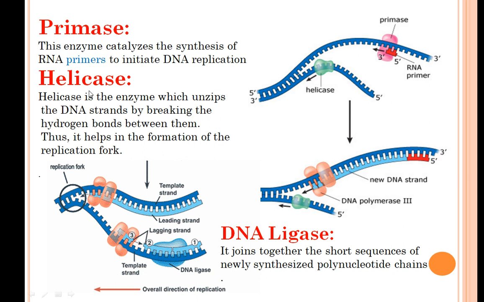Now helicase. Helicase is the enzyme which unzips the DNA strand by breaking the hydrogen bonds between them, and thus it helps in the formation of the replication fork. So helicases are the special unwinding enzymes that help in breaking the weak hydrogen bonds which hold the two strands of DNA together. Here you can see this is the helicase enzyme. It helps in breaking the hydrogen bonds between the nitrogenous bases.